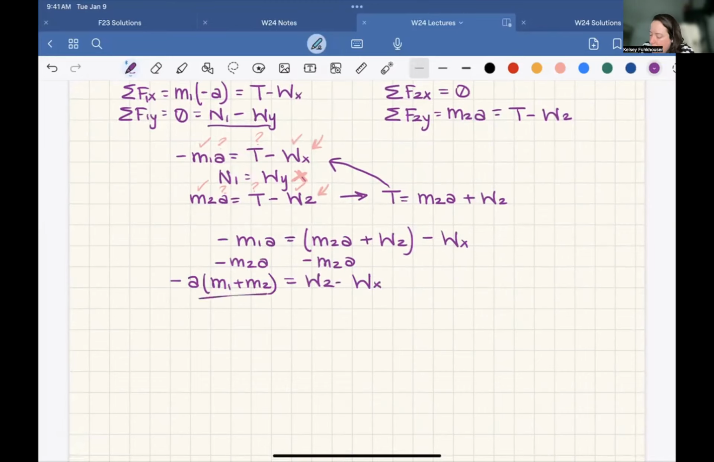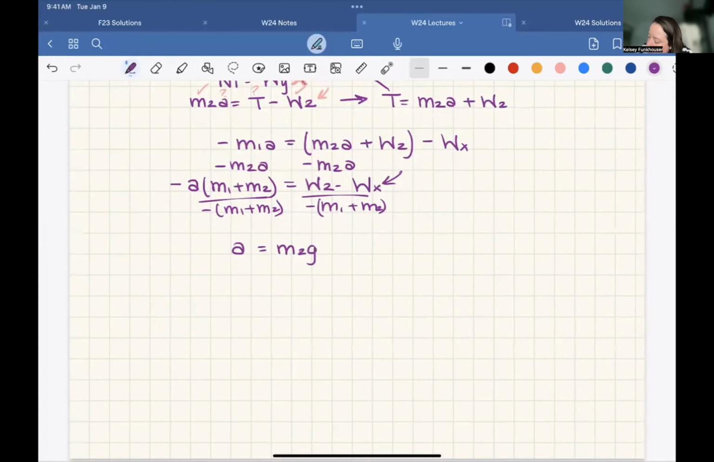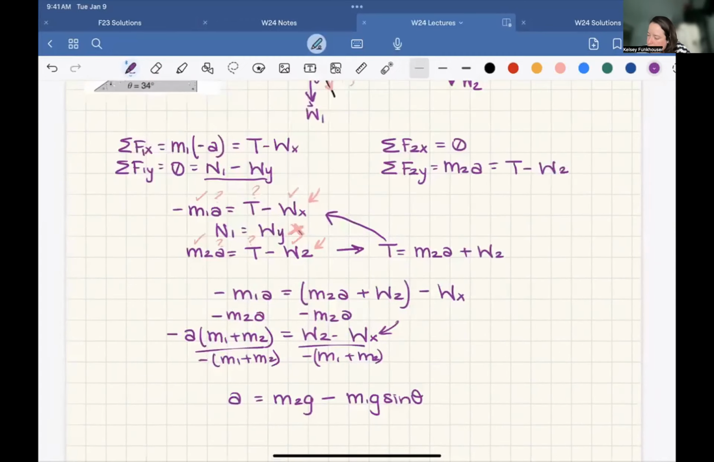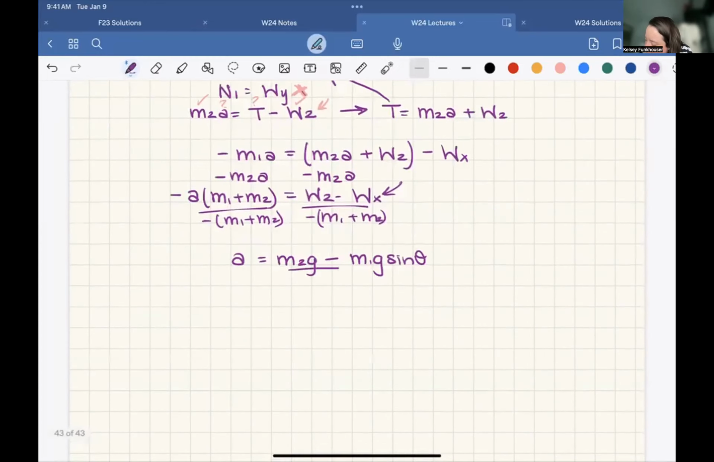So then I'm just going to divide both sides by negative m1 plus m2, in parentheses. Gotta be careful. Okay, so the acceleration is equal to, and at this point, I'm going to plug in what these weights are because we're going to need to plug in numbers. So mass 2 times gravity minus mass 1 times gravity times sine of theta, right? Yes. And this whole thing is divided by negative m1 plus m2.